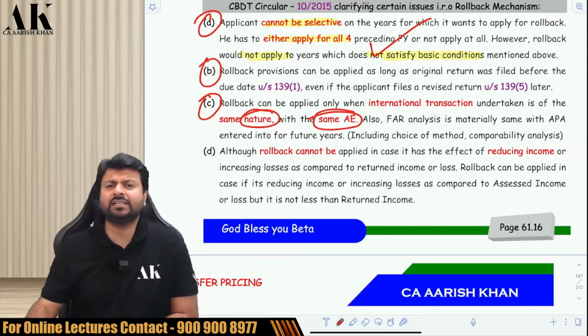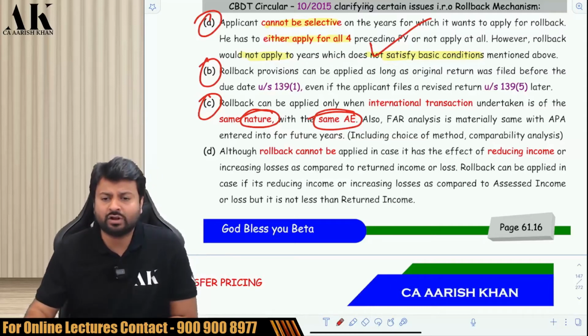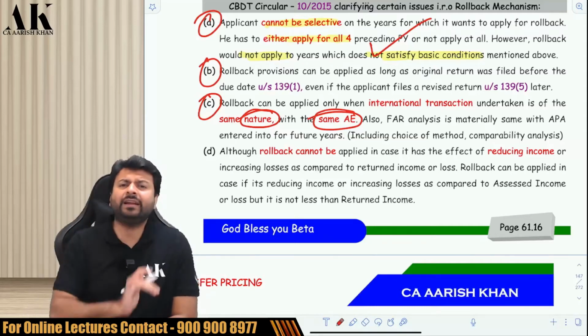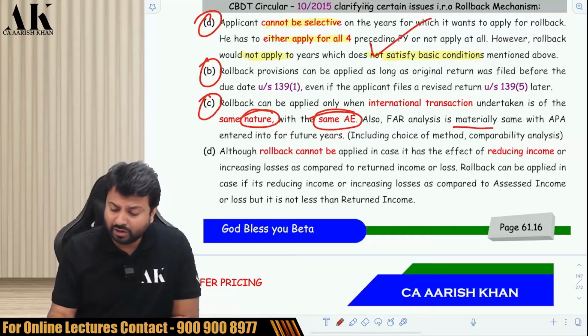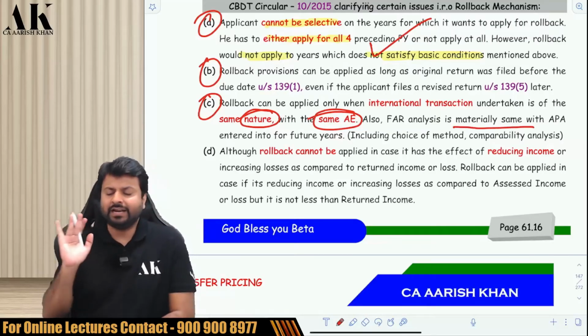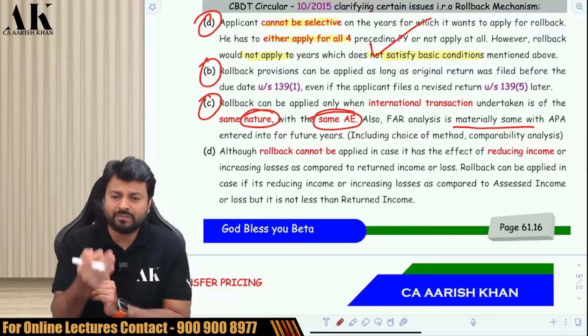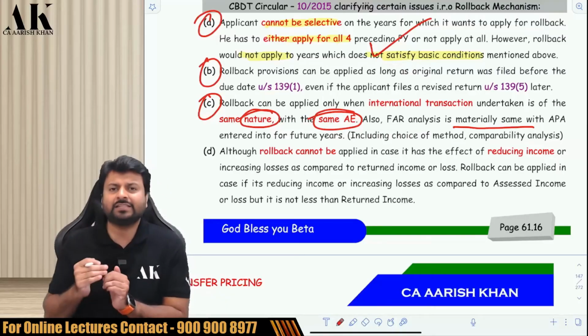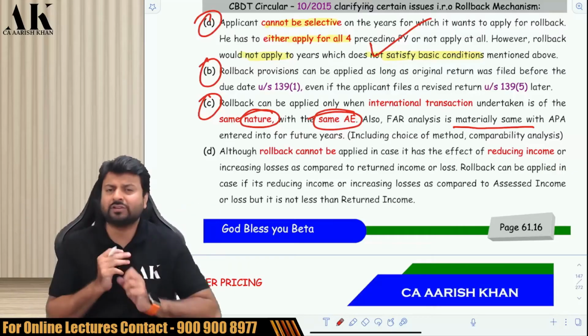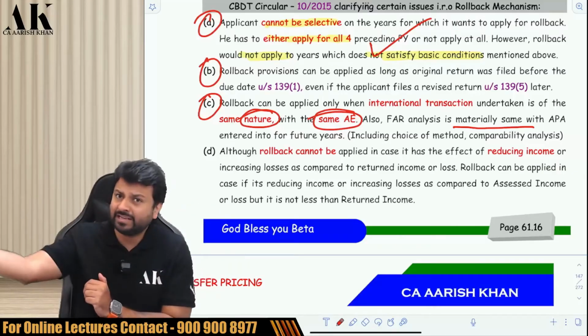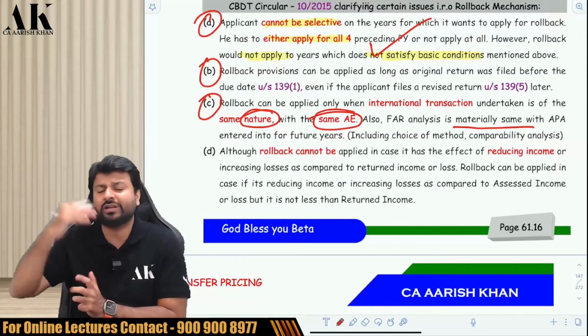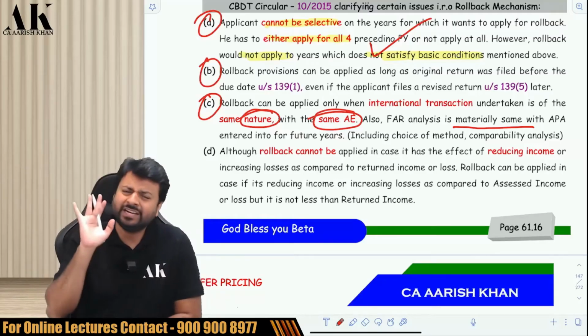Does the FAR analysis, that is functions, assets and risk analysis, also need to be the same? It need not be 100% the same, but it should not be materially different from each other. The FAR analysis is materially the same, more or less. It means the choice of method should be the same, the comparability analysis should be the same, the most appropriate method has to be the same, and the data which you are collecting for comparison purposes has to be the same, but it need not be 100% the same.